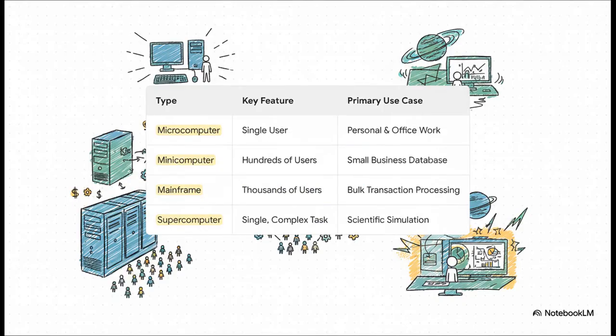So you see the trend here, right? As we climb this ladder, it's not just that the machines get more powerful, their whole reason for existing changes. We go from a personal, one-to-one relationship with a microcomputer to a one-to-many deal with mainframes, and then back to a one-to-one relationship with supercomputers. But it's one machine versus one gigantic problem.